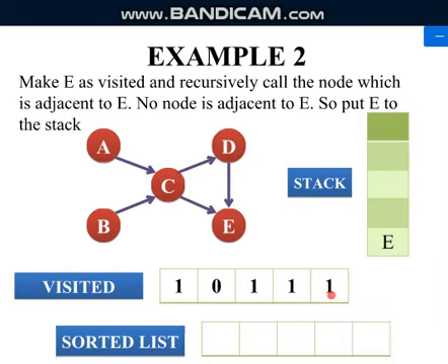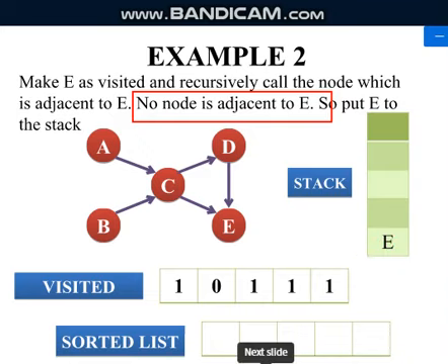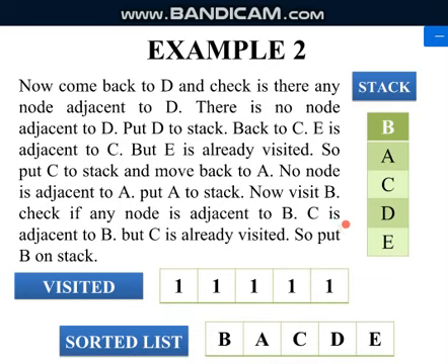So we have visited E, but from E you don't have any other node to reach. There is no node adjacent to E, so we put E on the stack. Now, how did you reach E? You reached E from D, so we will go back to D. From D, do you have any other adjacent node? No, so you put D on the stack.